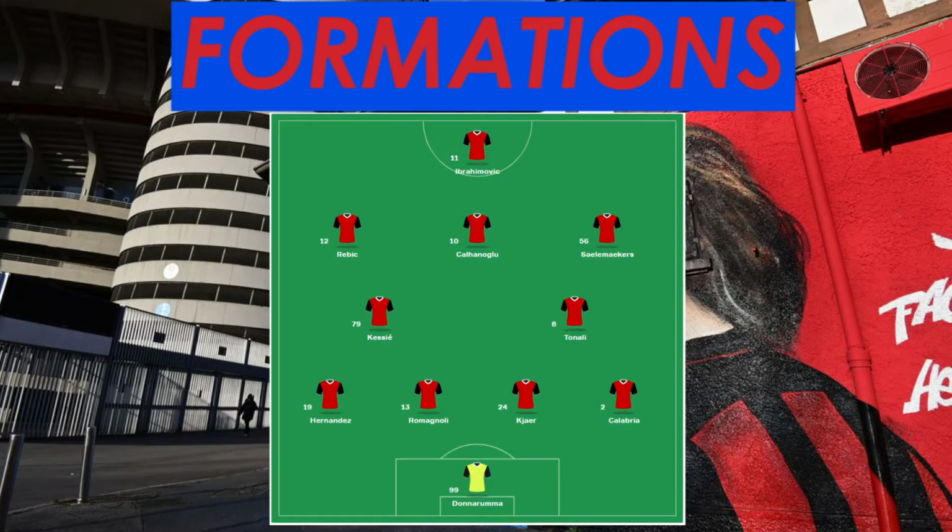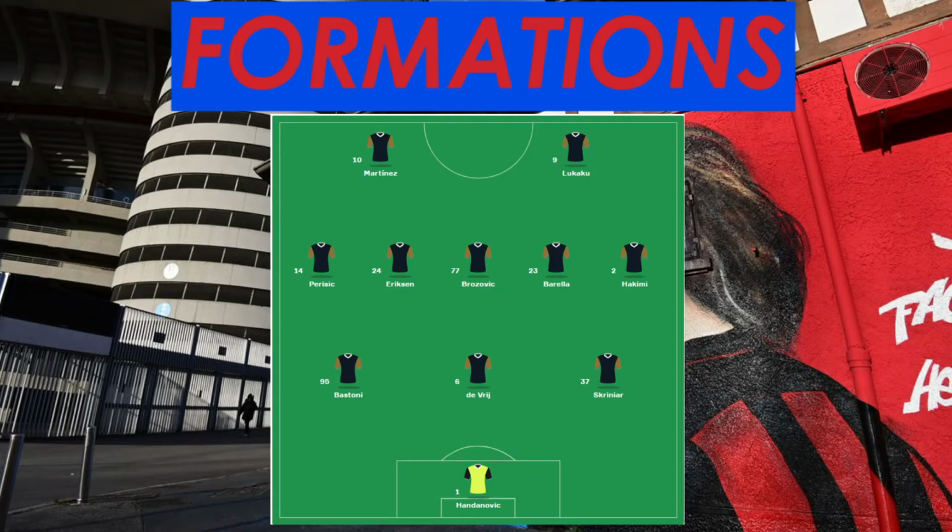Milan fielded their 4-2-3-1 formation, with Tonali coming in for the injured Bennacer, and as for Inter, they fielded their 3-5-2 formation. Christian Eriksen comes in for Arturo Vidal, and Perisic comes in for Ashley Young.